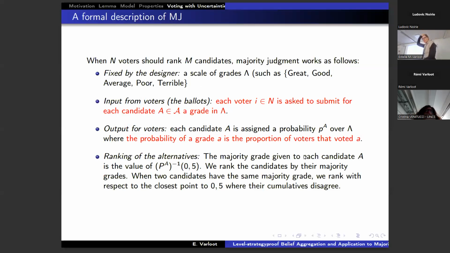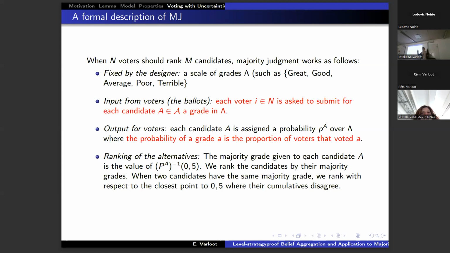Yes, just a formal description. So you've got your scales, which is what people are going to be grading. Each voter is asked to grade each one of the candidates, and the first thing you obtain is a grade for each candidate, that's the median value from which you obtain your ranking. And the ranking is obtained by looking at the median value.